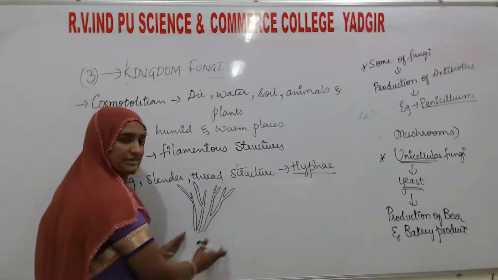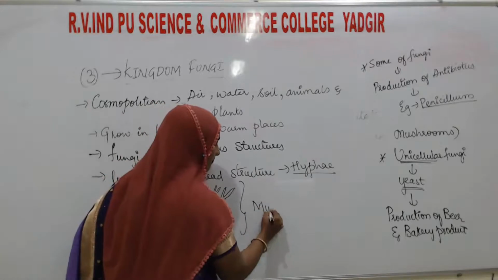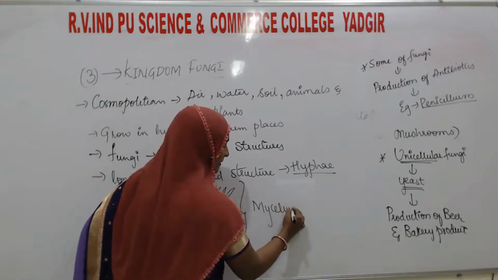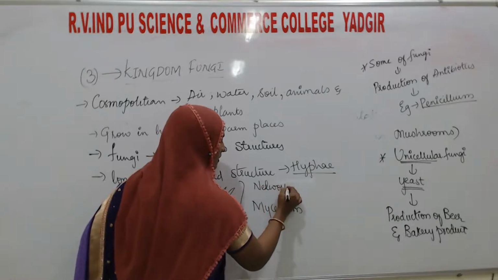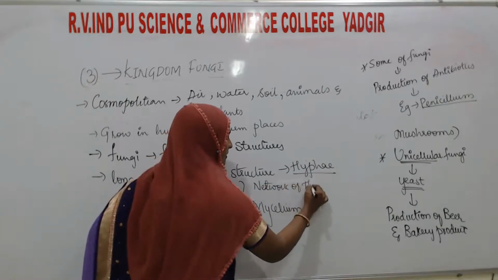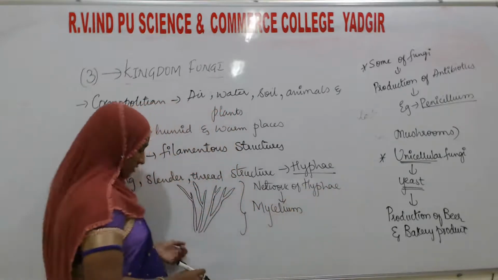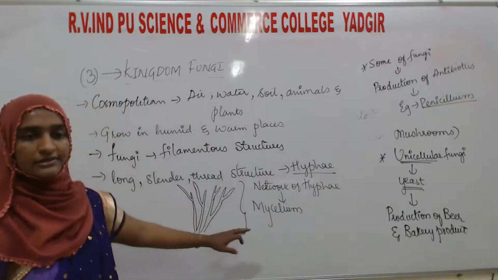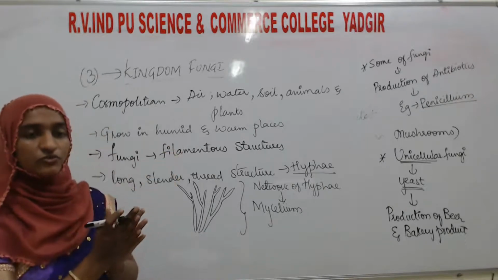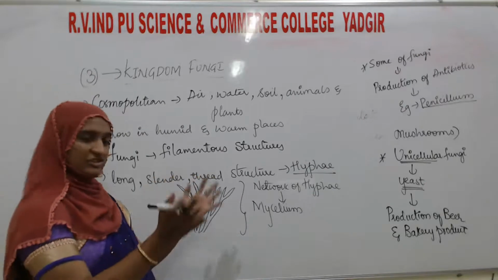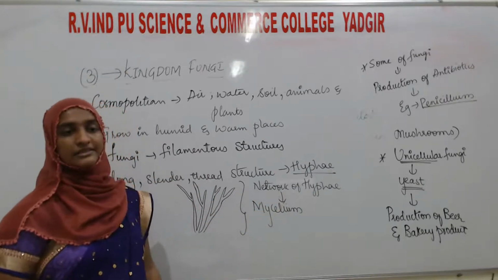And altogether this network of hyphae, we can call it the mycelium. What do we call it? We can call it the mycelium. Altogether, many filaments are attached with one another. That particular structure, that network of hyphae, we can call the mycelium.